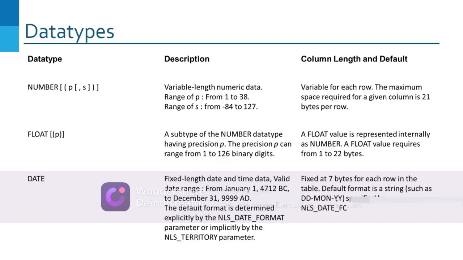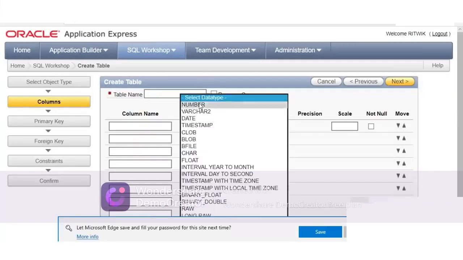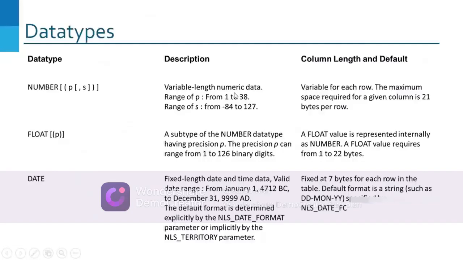In number, we have two things. If you remember, in the Oracle database also, I've shown you two things. For varchar we have a size, but in number we have precision and scale, and that is what it is showing here. Precision goes from 1 to 38 and scale goes from -84 to 127.